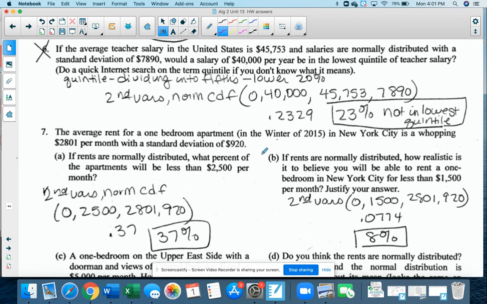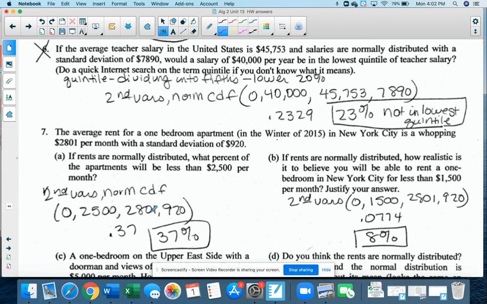7, the average rent for a 1-bedroom apartment in the winter of 2015 in New York City is a whopping $2,801 per month with a standard deviation of $920. If rents are normally distributed, so that's important that it says that, what percent of the apartments will be less than $2,500 per month? So again, I'm using my calculator, that's second VARS. I put 0 in here because you can't really have a rent that is negative, but it really does not matter. If we were always putting in negative 1,000, that would be fine. But 0 is my lower, 2,500 because I want to be less than that.